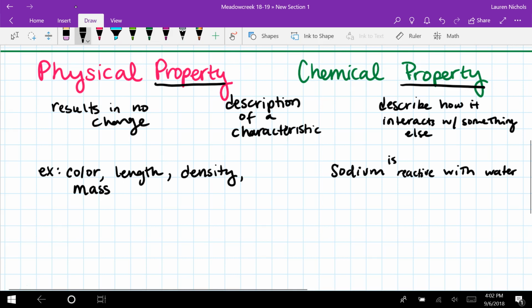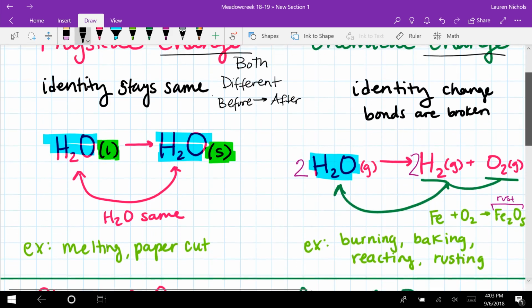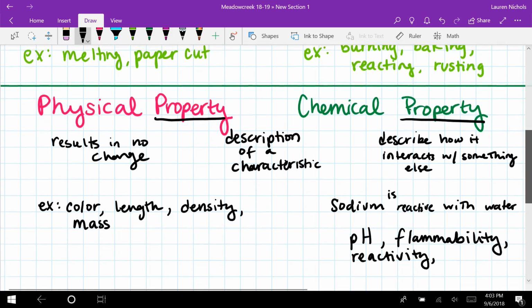But with chemical properties, it's talking about its ability to interact with things, so we would be talking about pH. Is it an acid or a base? We'd be talking about flammability. Is it flammable? Will it catch on fire? Is it reactive? Does it react or does it not react? The reason these are important is because if I want to know if something is flammable, I have to attempt to catch it on fire, and if it does, it will change what it is. So it's usually observed in the middle of a chemical change. This is very important to keep in mind, these differences here. Please review these and look over them.